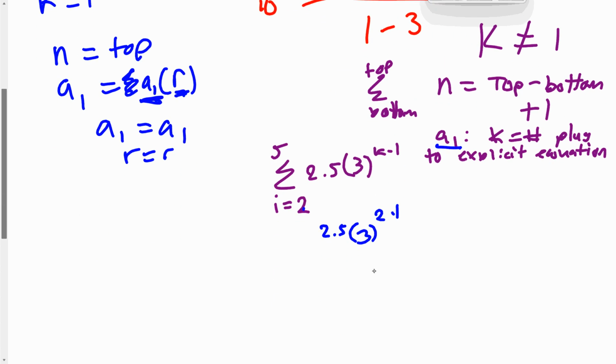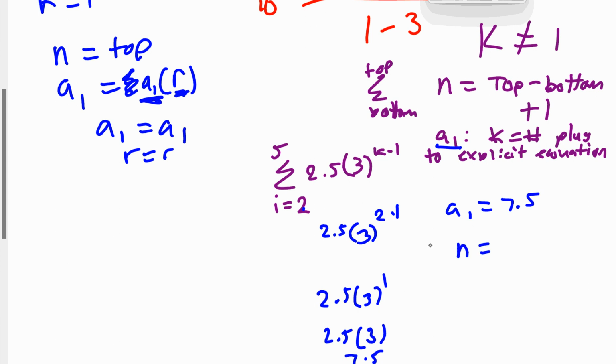2 minus 1 is 1, and then 3 raised to 1 is 3, and then 3 times 2.5 is 7.5, right? So my a sub 1 for this problem would equal 7.5, and then my n would be the top 5 minus the bottom number 2, all over, and then yeah, those are my numbers. So then I can just plug it in.